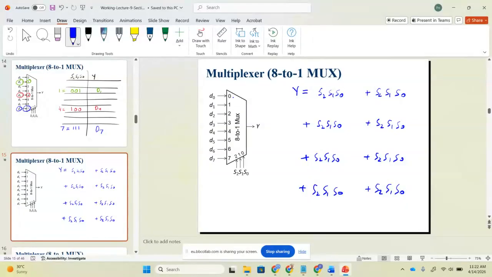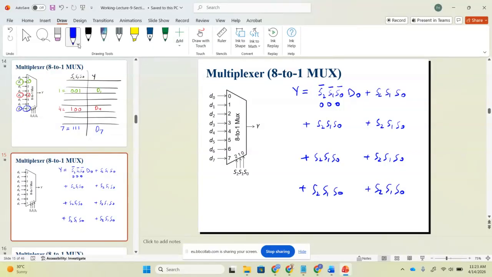For the first combination, the first combination is 0 0 0. What should I put? Help me. S2 bar, S1 bar, and S0 bar, and then D0. Bar on all the select lines. Got it?